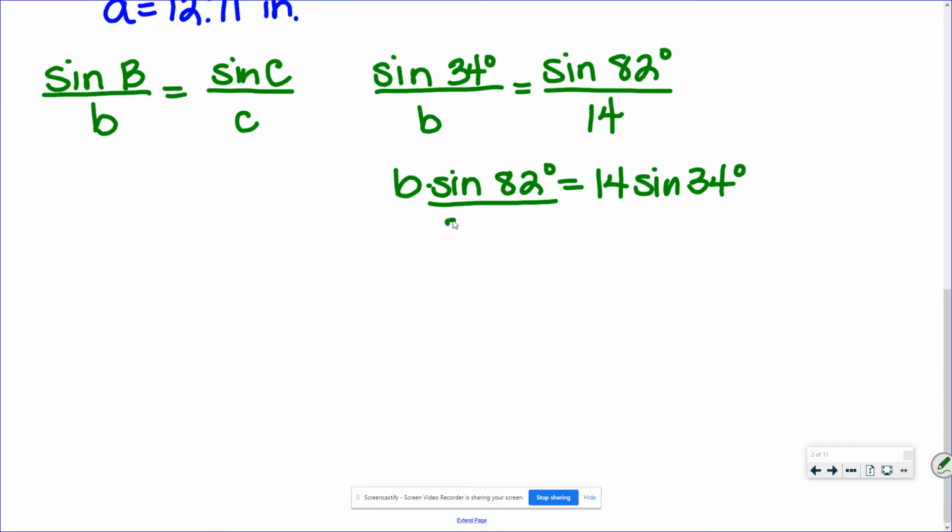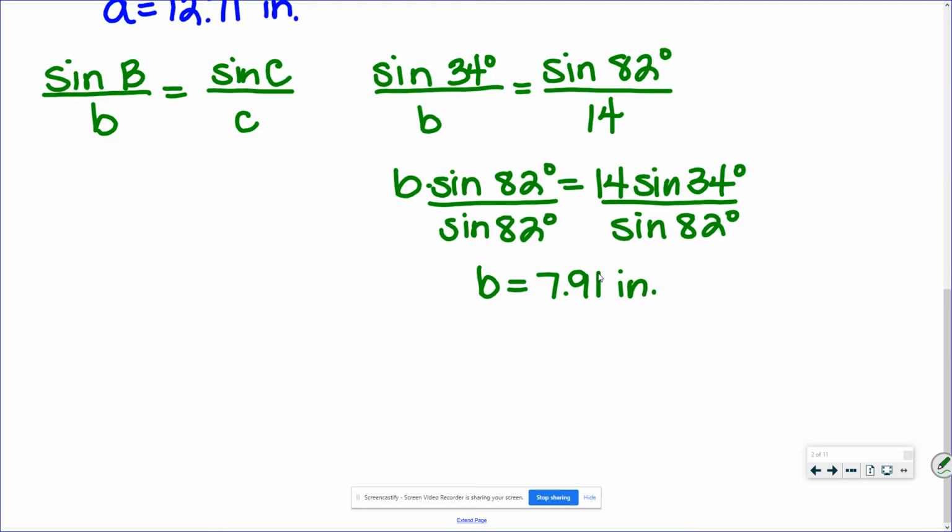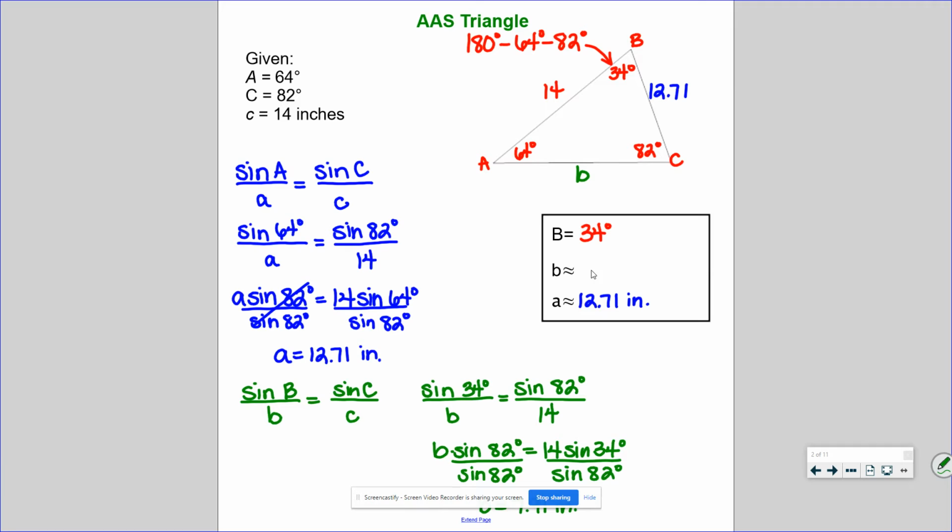You will be dividing. Grab your calculator to help you with the rest. Again, make sure that you are in degree mode while you are typing. So this answer should end up being 7.91. I'm going to go up and fill that in right here. And that's it. Okay, let's try another example.